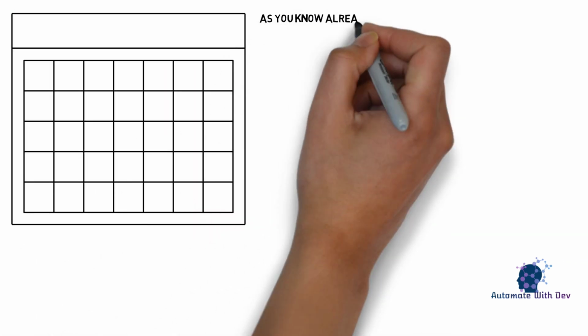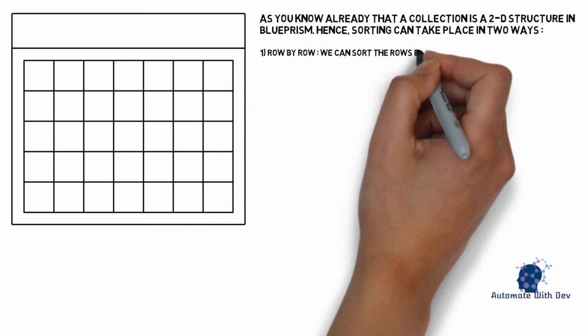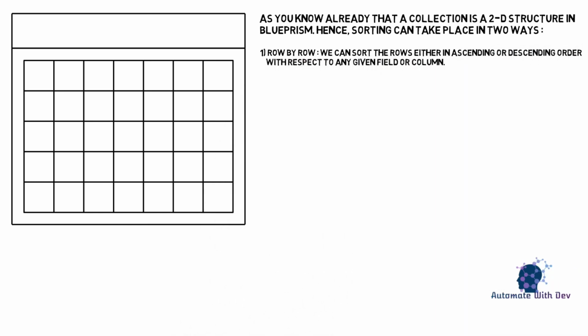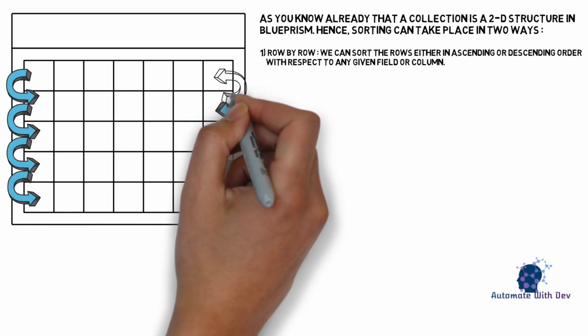As you are already aware of what a collection is, let me recap. A collection is a 2D structure in Blue Prism, and sorting can take place in two ways. The first way is row by row sorting, where we can sort the rows either in descending or ascending order with respect to any given field or column, as shown in the figure.